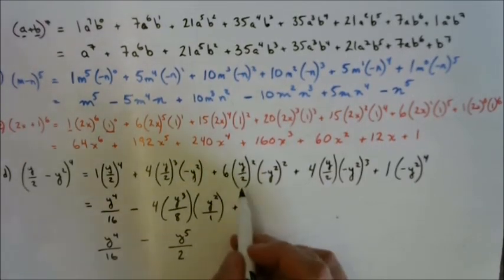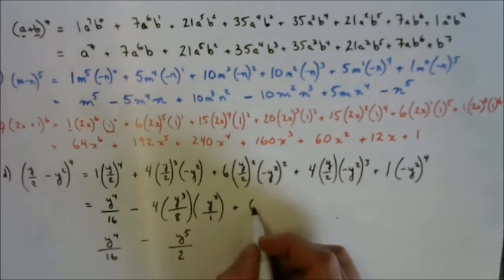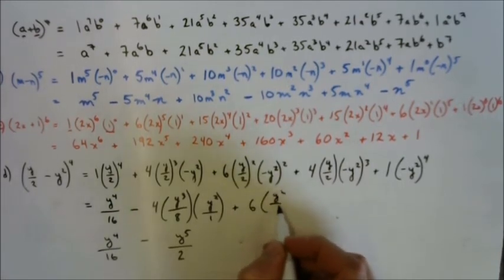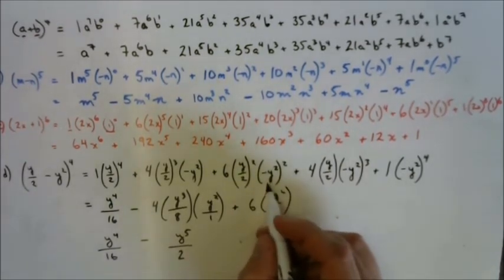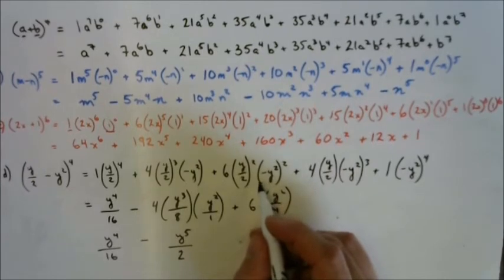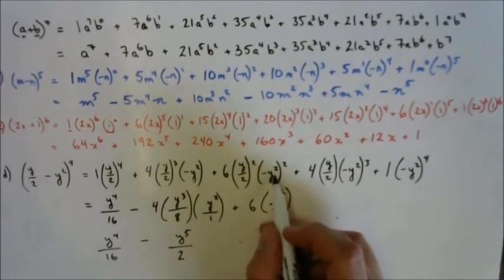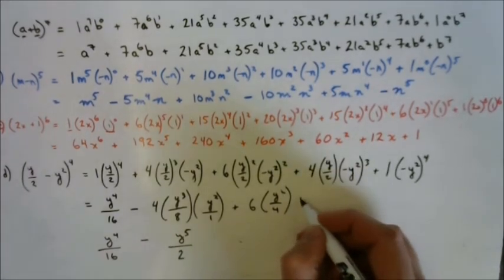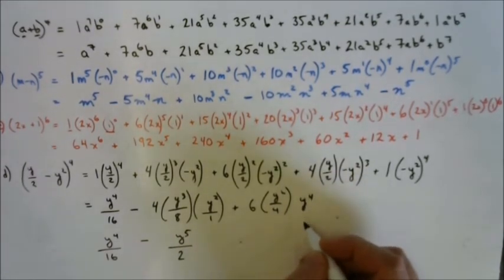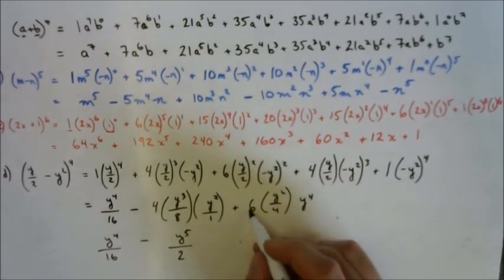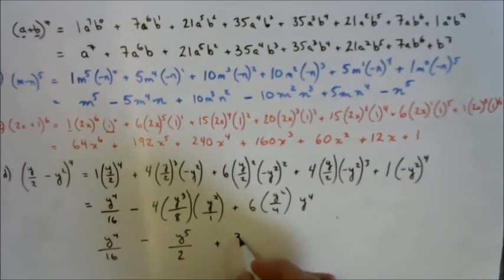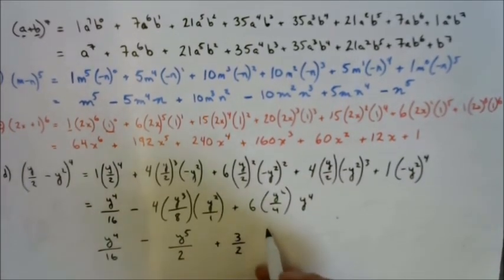Okay? Next term is going to be 6 times y squared over 4 times negative y squared squared, which is going to be positive y to the power of 4. So we've got 6 over 4, and it's positive. And then we have y squared and y to the power of 4. That's going to be y to the power of 6. You could put them in the numerator if that helps.